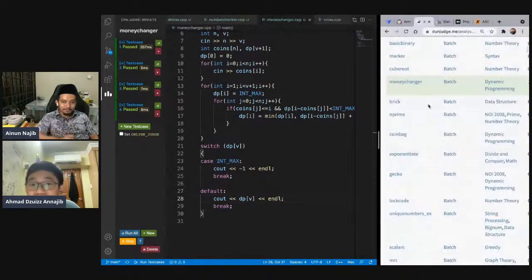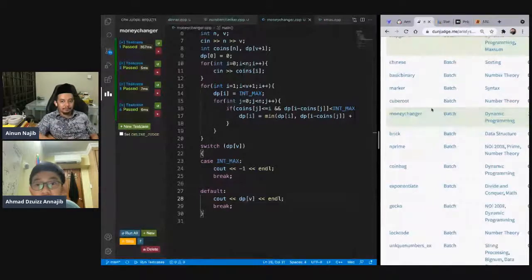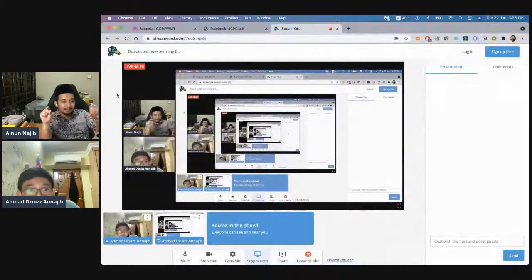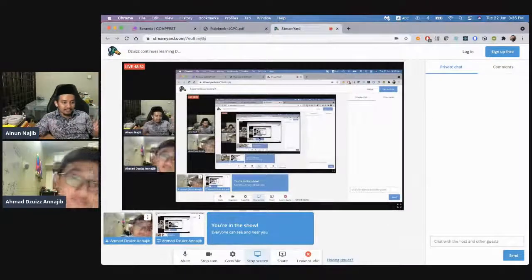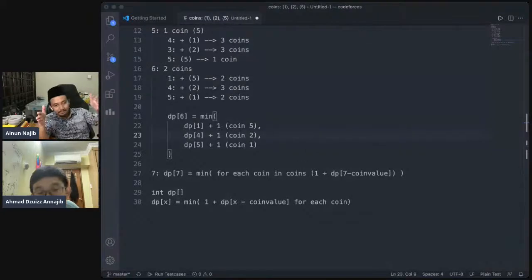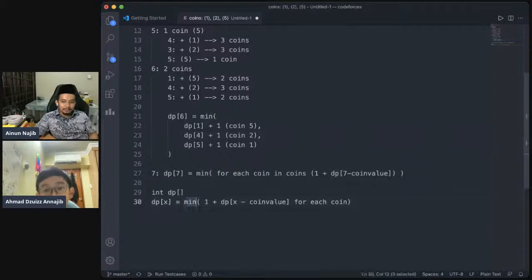It's very good that you have managed to solve one dynamic programming problem. For this one, I helped you find the dynamic programming formula, the relationship, the logic. That dp of x, let's say dp is the state, the state of x is equal to the minimum of 1 plus the state of other x, based on the coin. So I helped you with this.